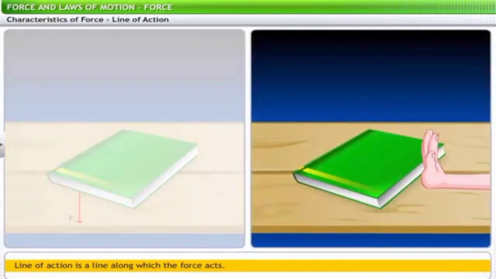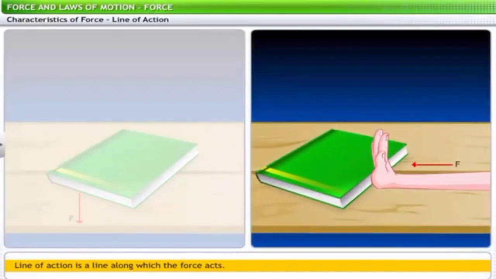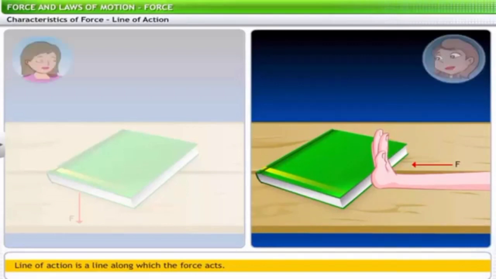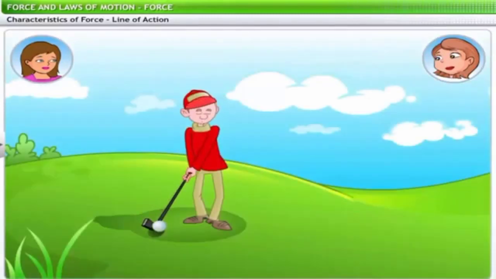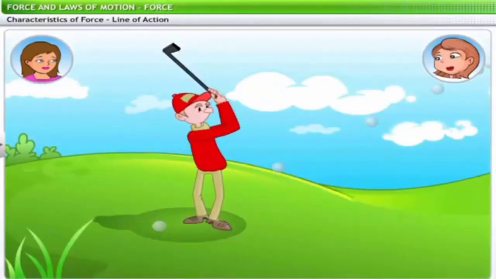However, if you try to push the book, you need to apply force horizontally. Therefore, the line of action of the force applied on the book will be horizontal. So, the line of action can be horizontal or vertical. Not just horizontal or vertical, line of action can also be inclined. For example, when a golfer hits a ball, he applies force at an angle from a horizontal surface. Hence, the line of action in this case is inclined.